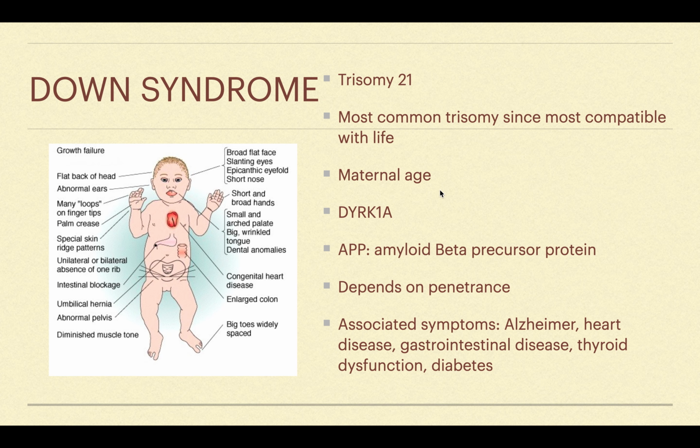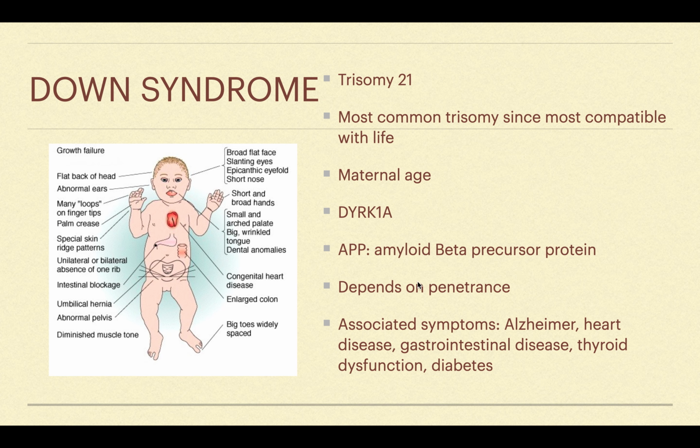This is linked with maternal age. Women over the age of 40 are not recommended to produce children because the chance of having a child with Down syndrome is much higher. This is associated with the DYRK1A gene. It has some kind of role to play in brain development and cognition, and Down syndrome patients are also prone to APP. Remember when we were learning about dementia and Alzheimer's, this is the amyloid beta precursor protein, and an accumulation of this will lead to Alzheimer's disease.